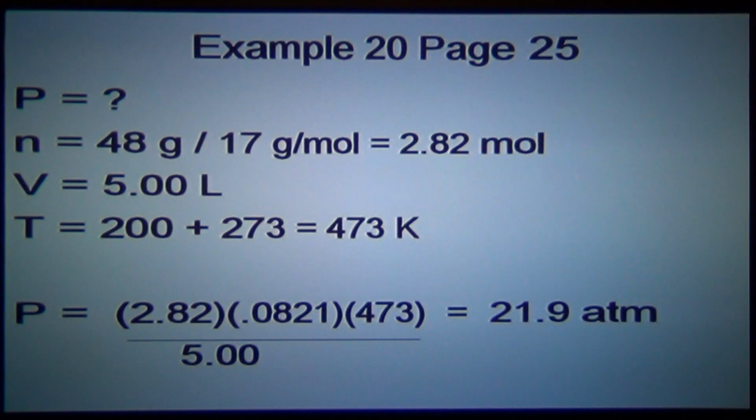The rest of the information is going to stay the same. The moles of the gas is still 2.82. The volume of the container is still the 5 liters. The temperature of the gas is still the 473 Kelvin. So the only thing we're adding to this will be 2 correction values, the A and B value.